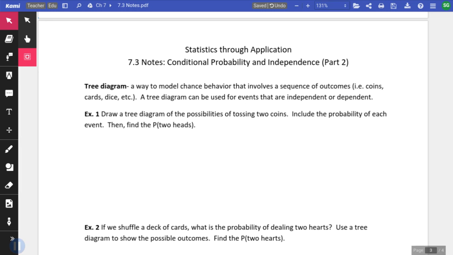Right, statistics, it's your last e-learning day of the school year. We are going to work on our 7.3 notes, and we're going to finish through part 2 today.